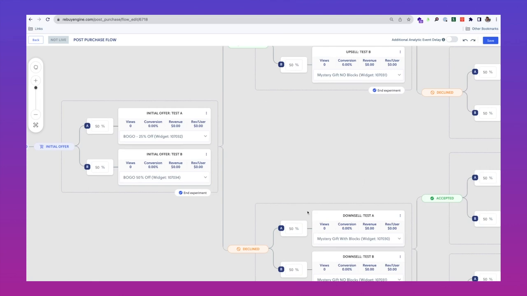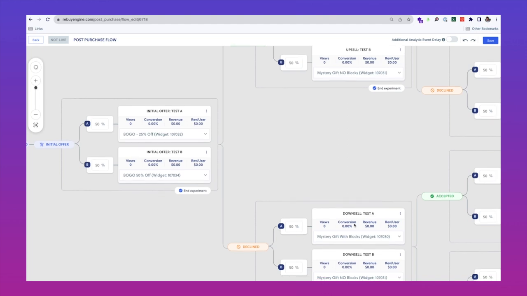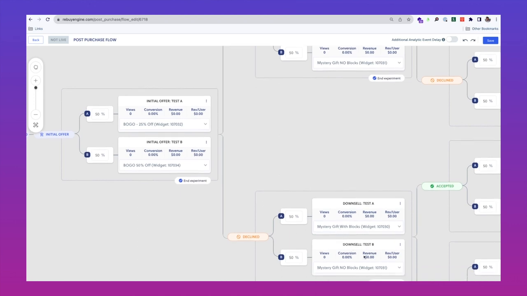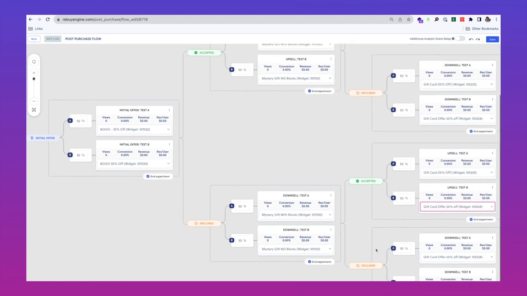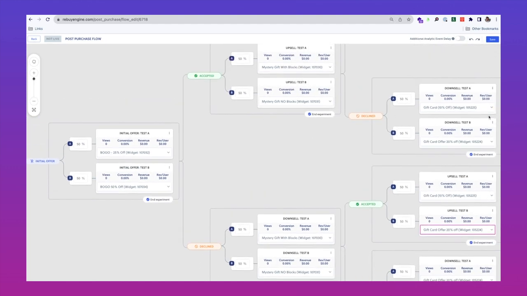But what I've done here is I haven't changed all too much in terms of the difference between my A and my B of all of my tests. So what I've got here is the mystery gift with block. This is a widget that I built in a previous video. And this is that same widget minus all of the blocks that make it look really nice. So I think that's a very interesting test to see the difference in performance of a widget that does and does not have a block. And then my last set of tests are my downsell of my initial test. So this whole row here, I'm testing two widgets against one another. Both are discounted gift cards. One is discounted 10% off, one is discounted 20% off.